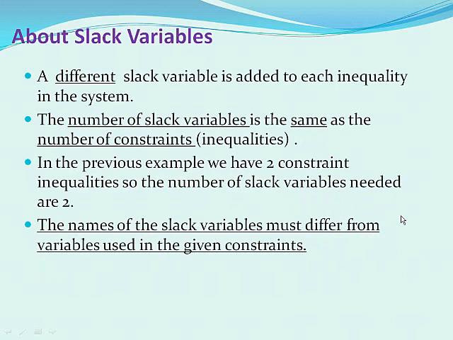About slack variables. A different slack variable is added to each inequality in the system. The number of slack variables is the same as the number of constraints or inequalities. In the previous example, we have two constraint inequalities, so the number of slack variables needed was 2. The names of the slack variables must differ from variables used in the given constraints.